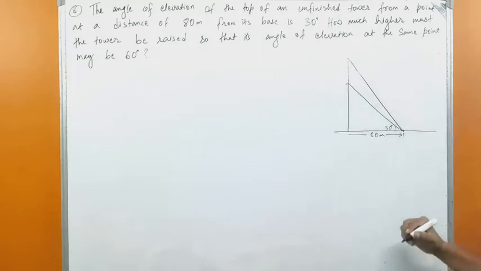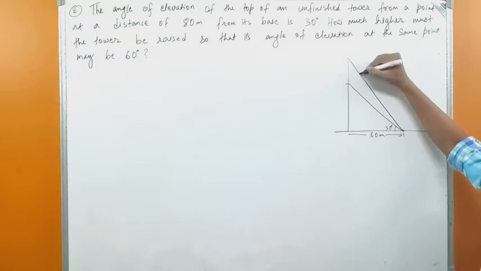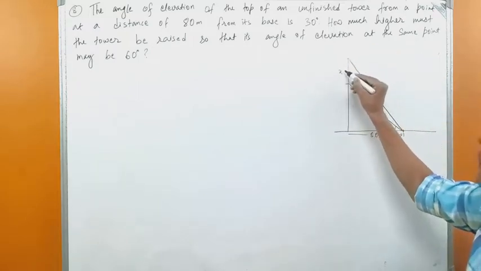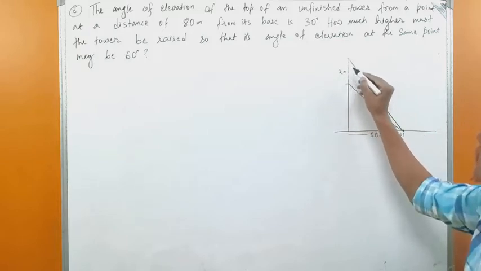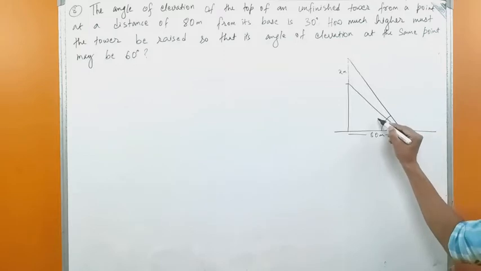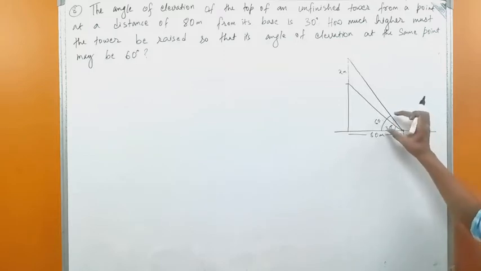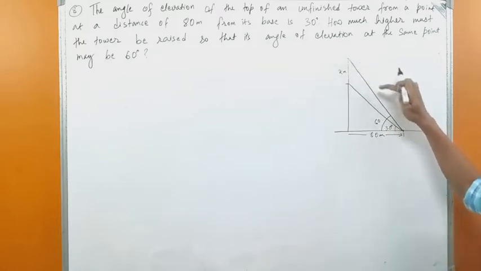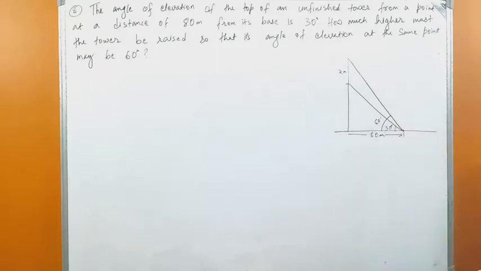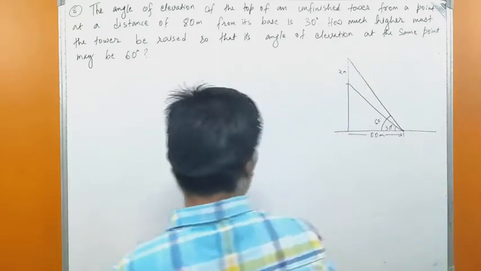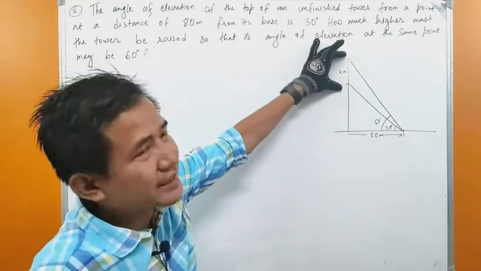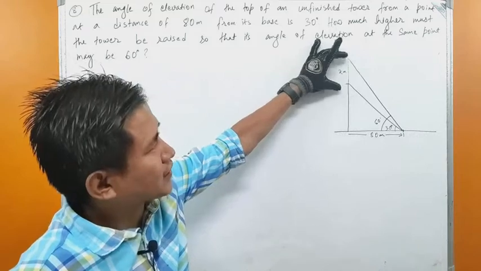You can see here. Now when the height of the tower is increased x meter, the new angle from the same point is 60 degrees. As you increase the height of the tower, the new angle of elevation is increased to 60 degrees. Okay, I hope you got this. Now we are asked to find the increased height of the tower, this x.